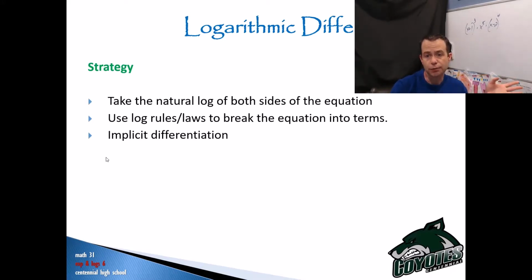So we're going to use those log rules and laws to break the equation into terms, and then we're going to do implicit differentiation. At the end, we still don't want y there if possible. So, as we did when we were differentiating logs a couple of lessons ago, we're going to replace the y with the original equation so that we don't have any y in our answer, because you can do that when there's only one y. With implicit differentiation, often there are multiple y's in multiple spots, which makes it trickier. But in the way these are set up, it'll be easy to get rid of the y.